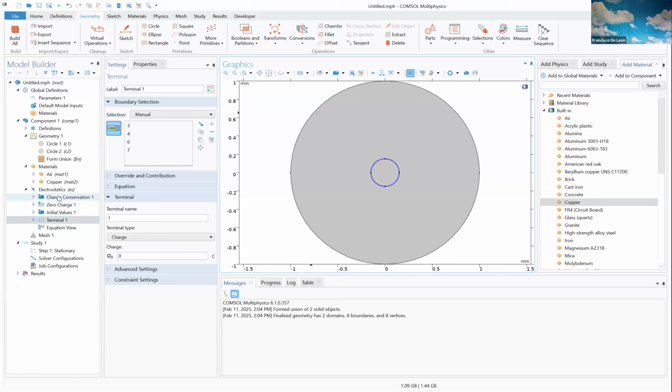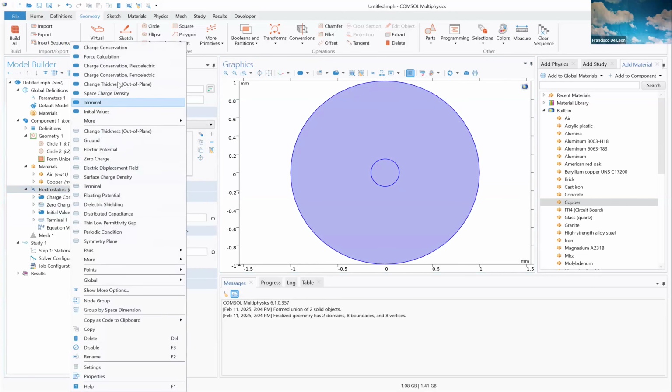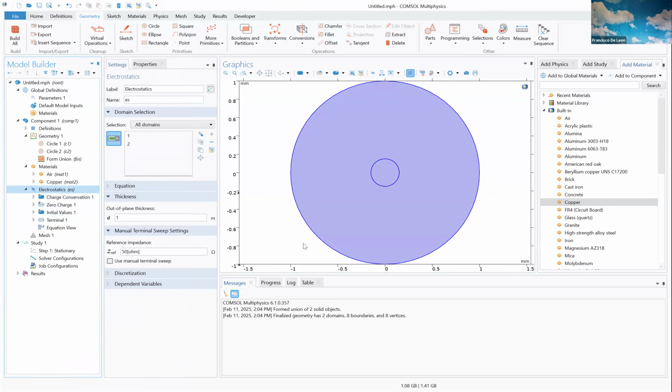There are many ways to select the boundaries. If you right click it, there is a terminal option there. You can also go with electric potential there, right? So this is the boundary selected for this conductor.